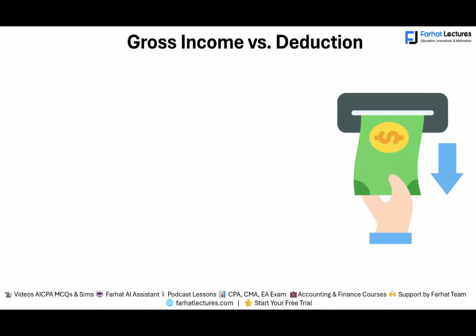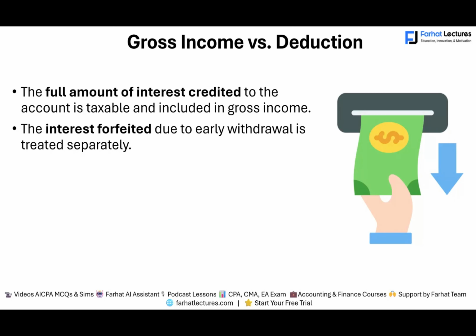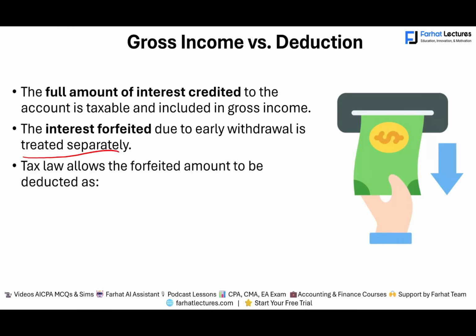How is it reported? The full amount of interest credited to your account is taxable and included in gross income. As far as the bank is concerned, the bank did not really give you your money. The bank kept that money but gave you a separate money. So when they give you the interest, they're giving you the interest for the full amount, then they will net it out. The interest forfeited due to early withdrawal is treated separately. So basically, they'll give you less than what you qualify for.